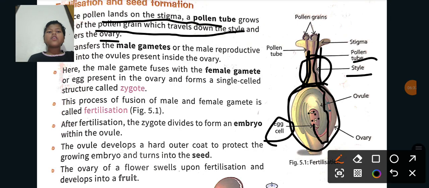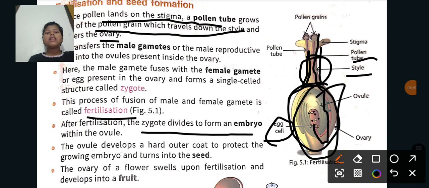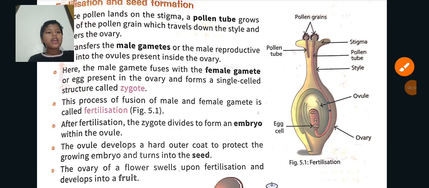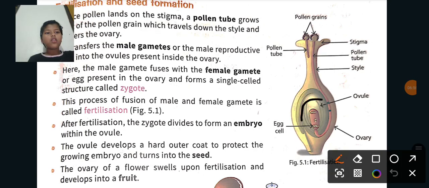Now, the process of the fusion of male and female gamete in the ovary itself is known as fertilization. After fertilization, the zygote forms an embryo within the ovule. Here you can see this whole thing is an ovule, and with the egg cell it forms a zygote, and after that some process of fertilization happens and it becomes an embryo.